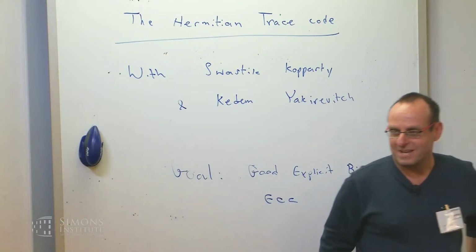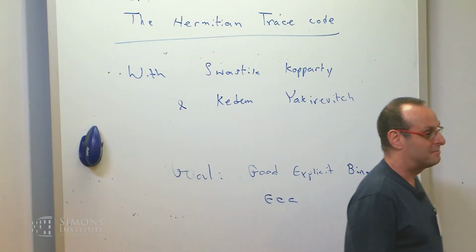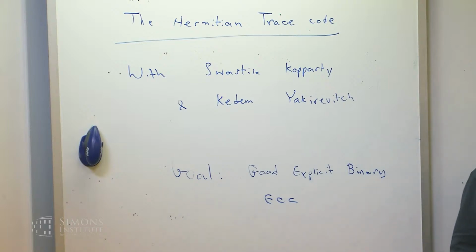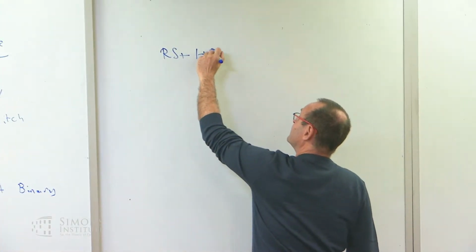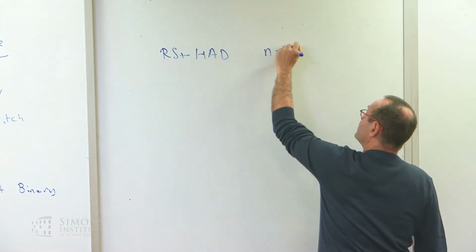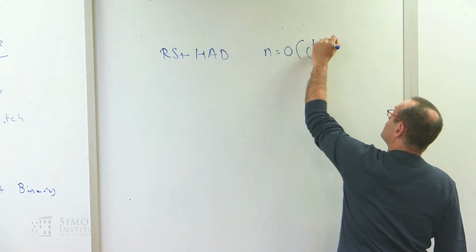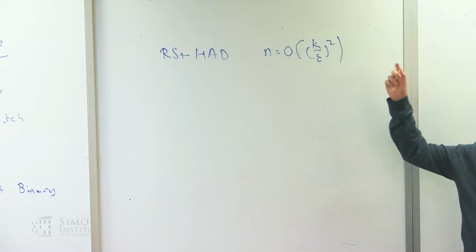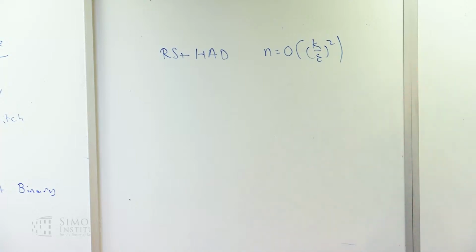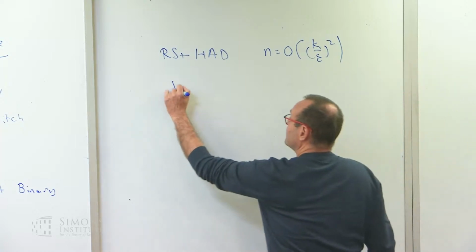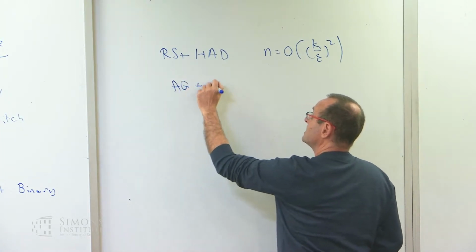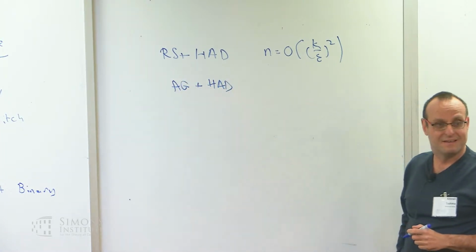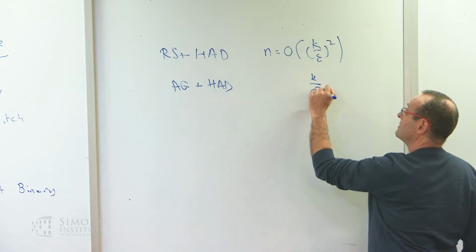The most trivial way to construct binary codes is just by taking concatenation. The first construction in AGHP is Reed-Solomon concatenated with Hadamard, and then the length is order of k over epsilon squared. So it's k squared over epsilon squared. The rate is very little. And then you can try other things. You can try algebraic geometric codes with Hadamard, and this gives k over epsilon.